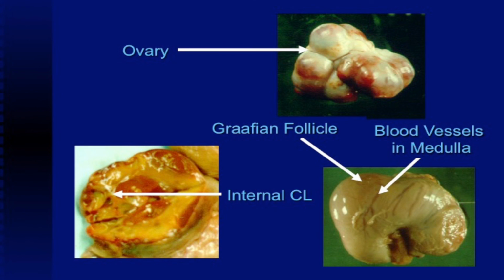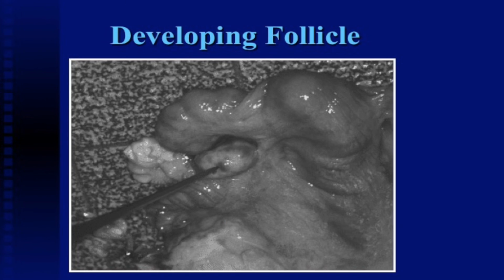Just some additional pictures. You can see the ovary, the top right, and the different follicles or different stages of production there on that ovary. The bottom right, you can see that Graafian follicle. It just looks like a little blister on that ovary. And then there's a cross-section of a corpus luteum there on the bottom left, and you can see that yellow luteal-type tissue. Here's another picture, and you can see there a developing follicle on that ovary. You're beginning to see that fluid pocket filled there.